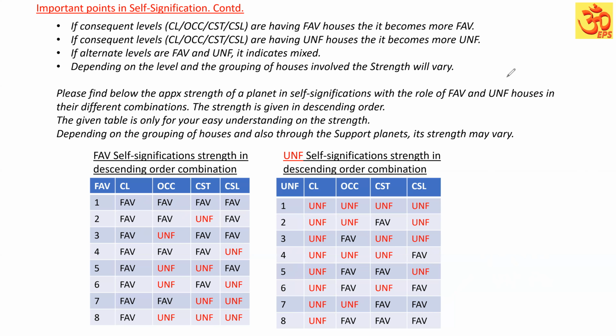I hope you would have understood the impact of the different levels ruled by favorable, unfavorable, and mixed significations, and also the important points to be studied or kept in mind while studying the self-signification of the planet.